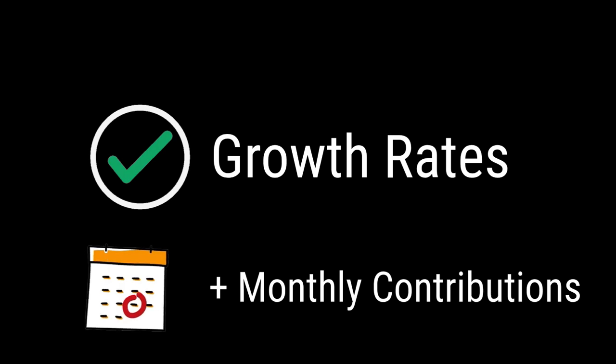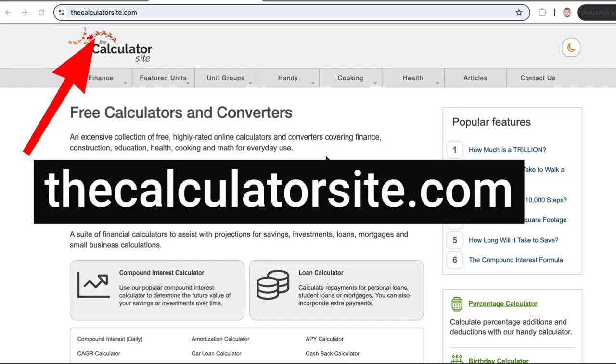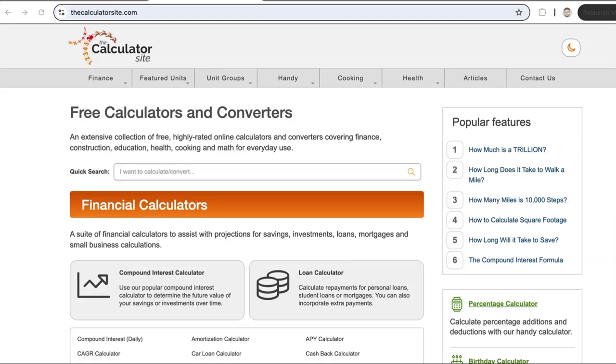Okay, now that you're familiar with compounding growth rates, we're going to take a look at the potential growth if you were to invest on a monthly basis. We're going to be using a compounding calculator. You can see the website up there. The link will also be in the show notes. All right, let's go ahead and get started.